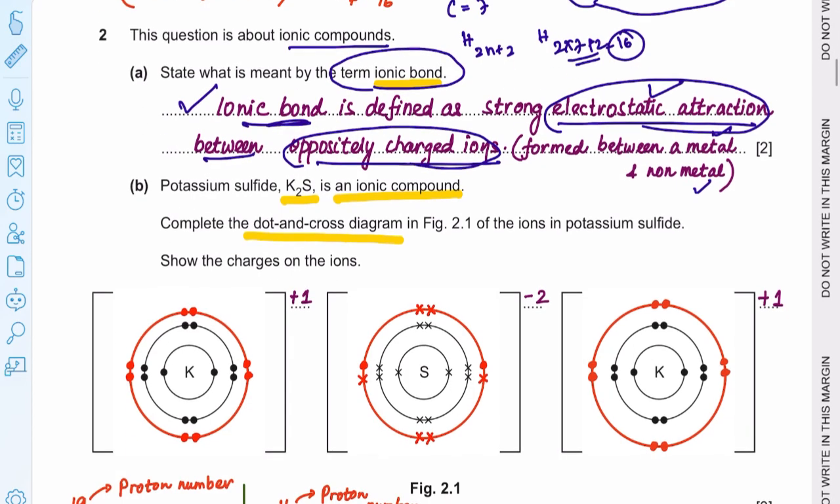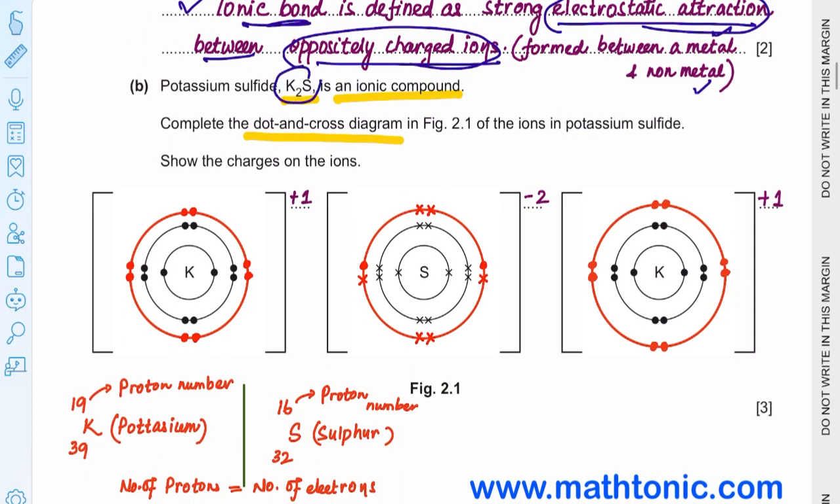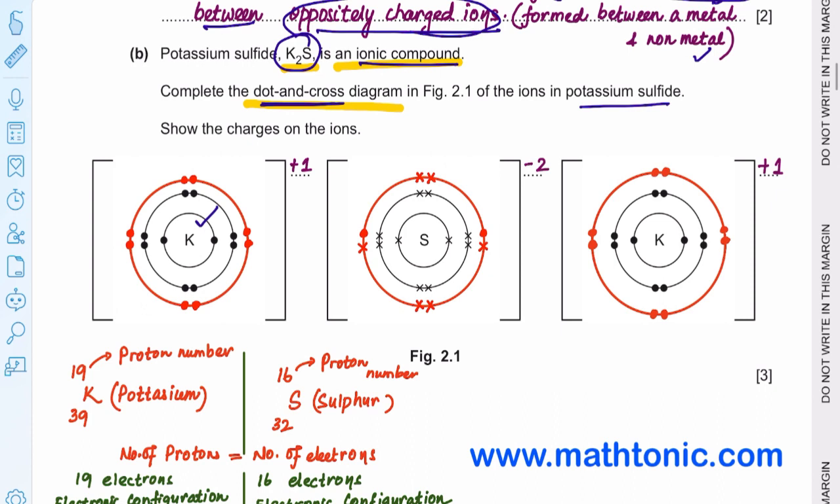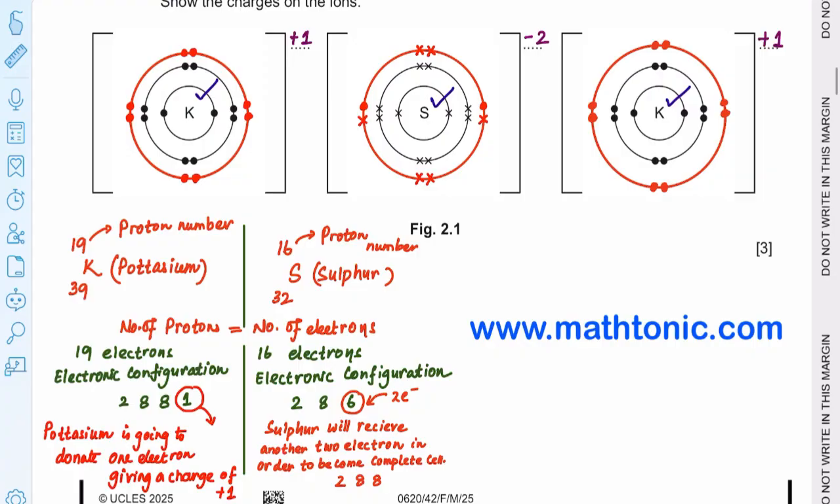Next question: potassium sulfide, K2S, is an ionic compound. Complete the dot-and-cross diagram of potassium sulfide. Here K is potassium and S is sulfur. As per the periodic table, the proton number of potassium is 19, and for sulfur, 16 is the proton number. We know that the number of protons is equal to the number of electrons. So if we have 19 protons, we have 19 electrons as well.